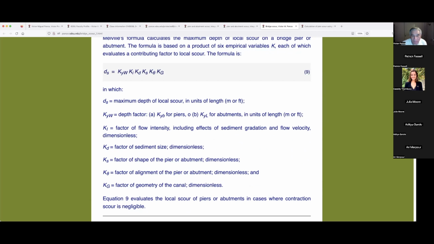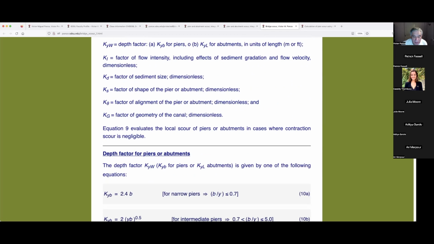Case of YW, it's a depth factor. It has 2 angles. Case of YB for piers, where the width of the pier is B, or case of YL for abutments, because the length of the abutment is L. Width B for piers, length L for abutments, in units of length. Factor of flow intensity, case of I, flow intensity with capital, including effects of sediment gradation and flow velocity. All dimensionless. So the depth comes from the case of YW, which is in meters or feet.